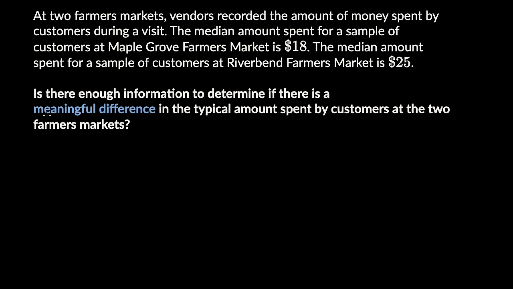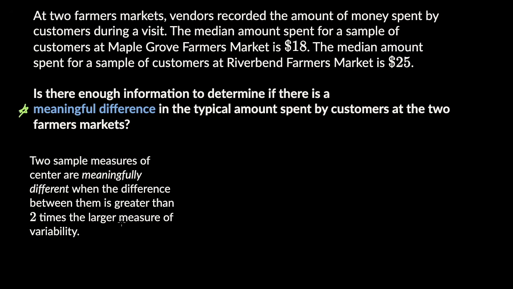Okay, so the first thing to think about is, what do we even mean by meaningful difference? For the sake of this exercise, we will use this definition. Two sample measures of center, in this case the medians, are meaningfully different when their difference, the difference between $18 and $25, which is $7, is greater than 2 times the larger measure of variability.